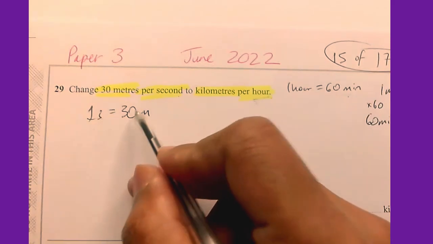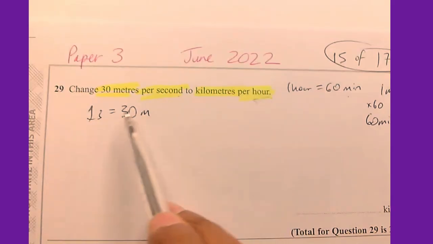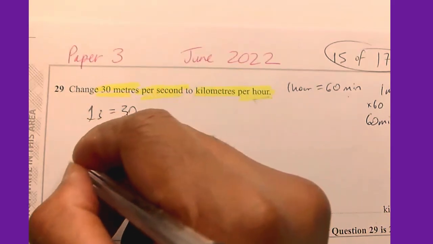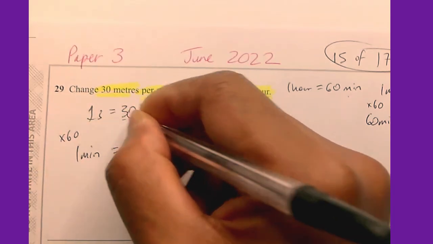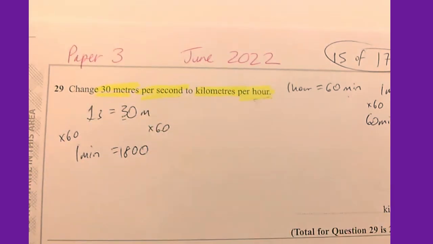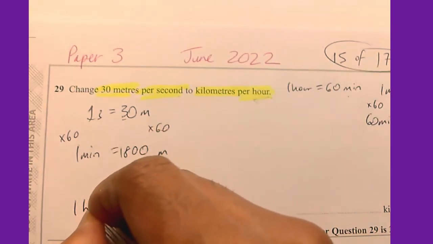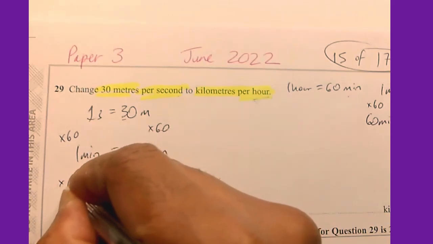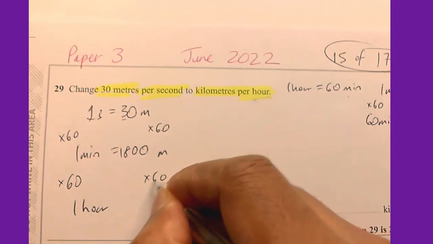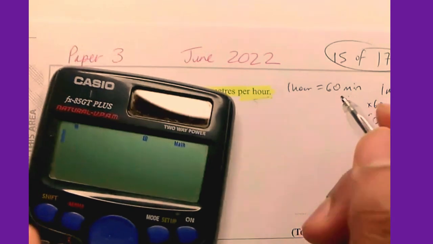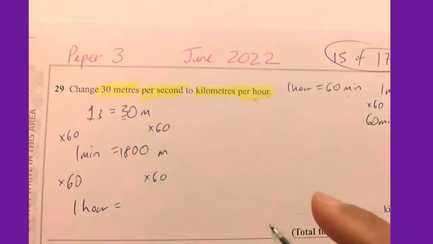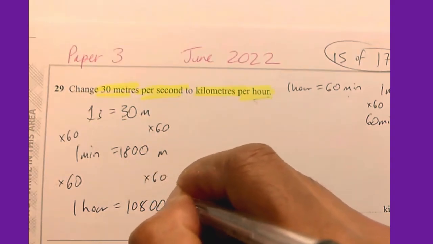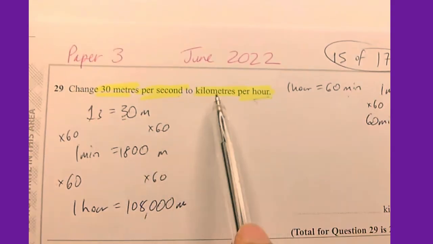All right, so now 1 second is 30 meters. So we've got 60 seconds in a minute. So for 1 minute, we times by 60, times this by 60 as well. 3 times 6 is 18, add 2 zeros. So this is still in meters. And then to get to 1 hour, timesing it by 60, times this by 60. So we are doing 1800 times 60, which is 108,000 meters.